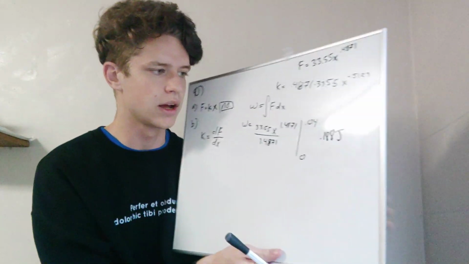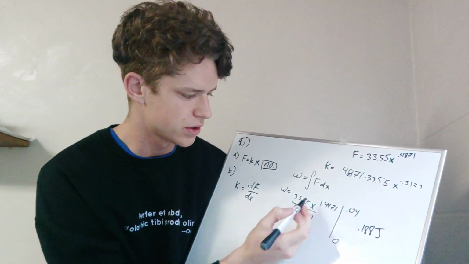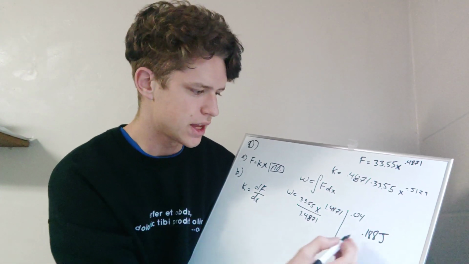So, really quickly, you have 33.55 divided by 1.4871. I'm just going to store that so I can use that again. And then that is multiplied by 0.04 to the 1.4871 power. So that comes out to be 0.188. And that's going to be in joules because it's work done. Boom. So again, when you're evaluating an integral, it's final minus initial. Initial is just going to be 0 because if you put 0 in here, it's going to be 0. So that is our answer for that part.